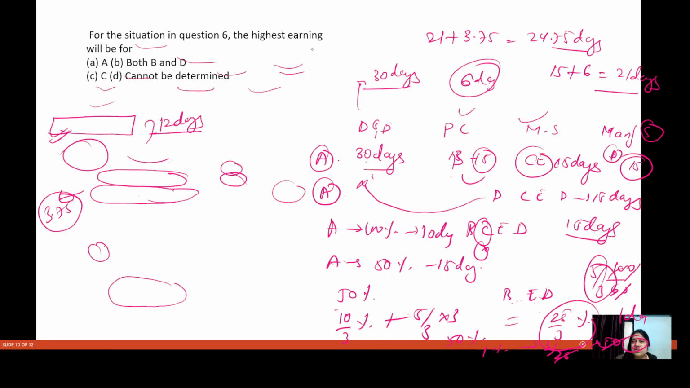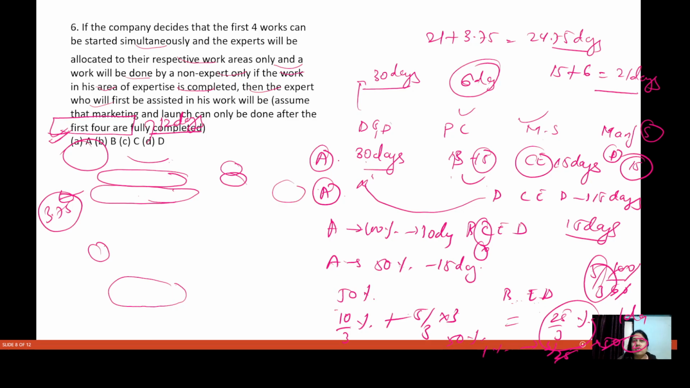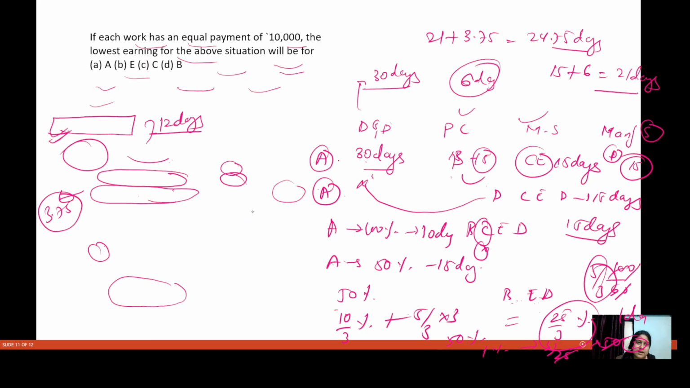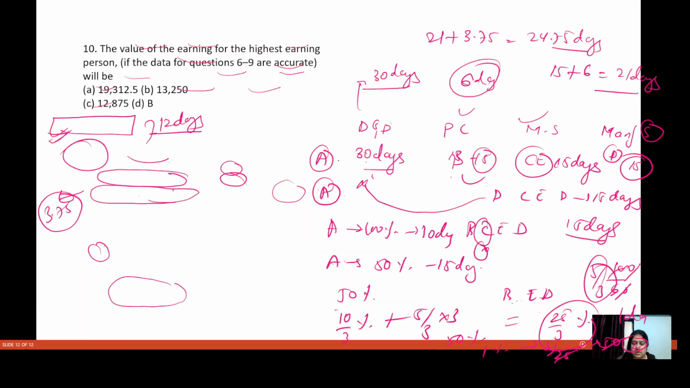Now it is saying for situation 6, the highest earning will be for. Obviously, who will do the most? This is talking about situation 6. If the company decides to work for 4 works, then the highest earning will be for. So now let us go back to our question and see who will do the highest earning in situation 6.